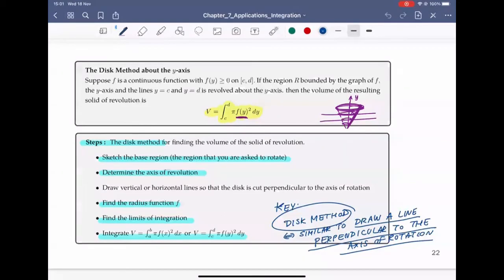So today we're gonna continue talking about the disk method, and then we're gonna move to the shell method, which is going to be the most popular method that we use to find the volume of the solid of revolution. All right.